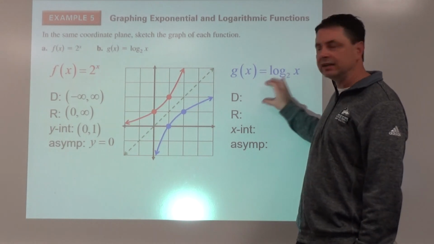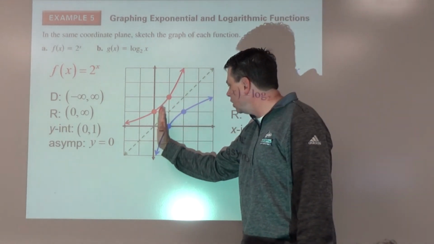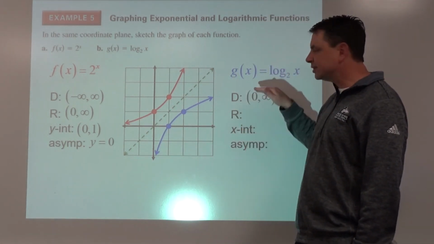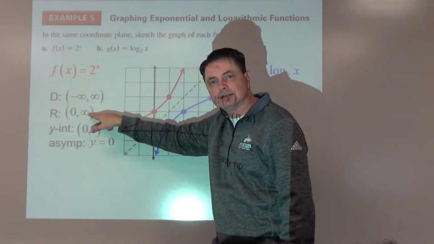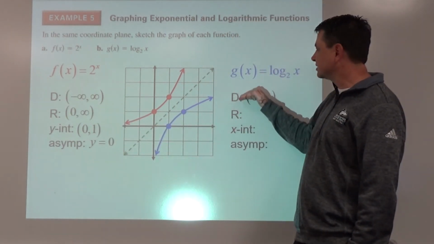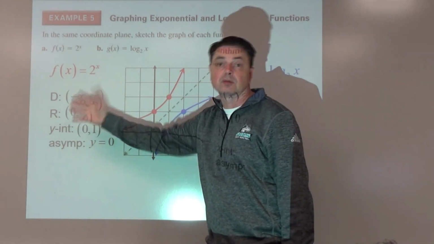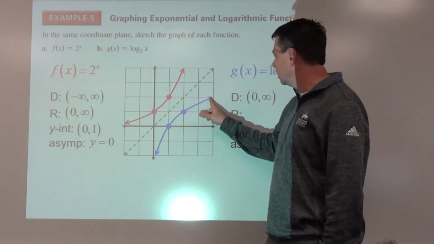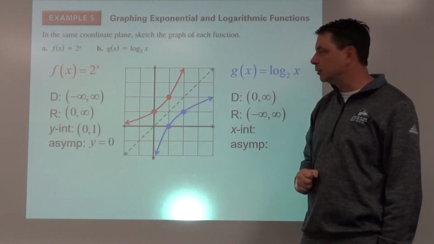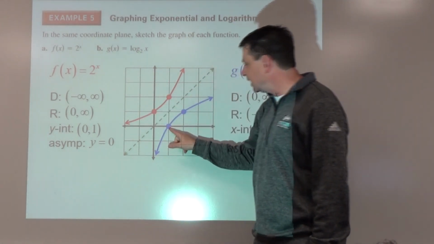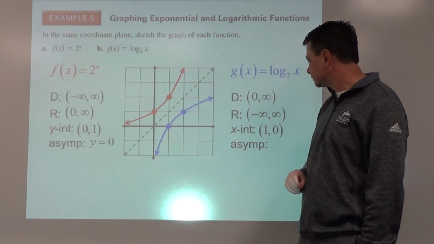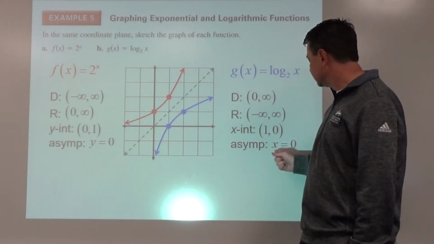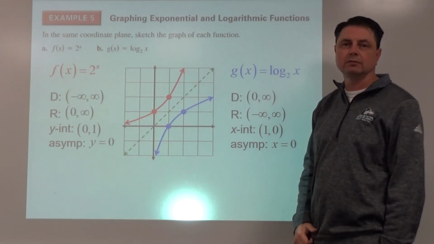So what's the domain of this? Well, notice that all of our points are to the right of 0. Notice how this matches that. The x's here match the y's over here. Remember, we switch x and y for inverse. What's the range? Down forever, up forever. All real numbers. Matches there. X-intercept, (1, 0). Asymptote. We're getting close to the y-axis. That's the equation x equals 0.